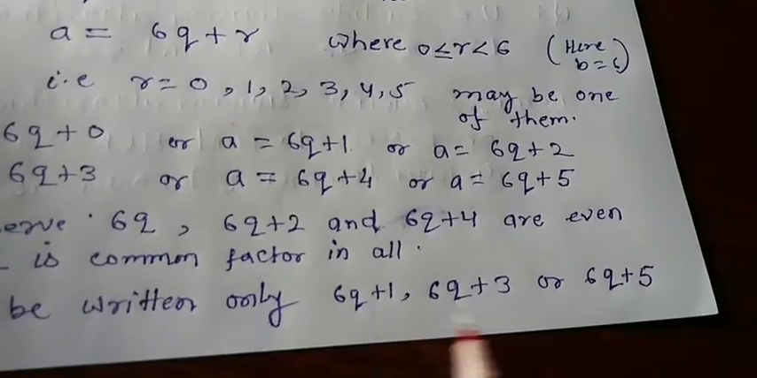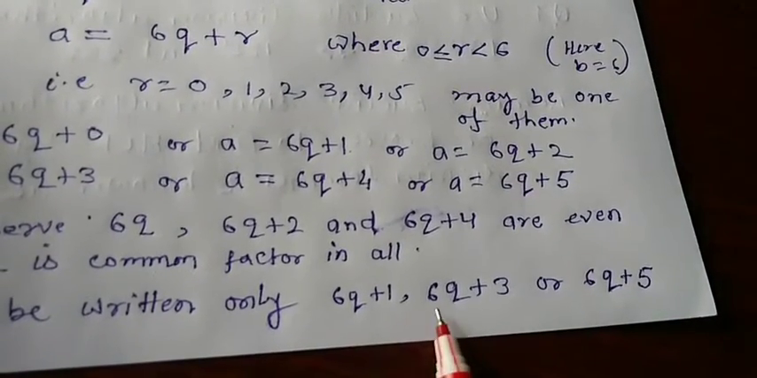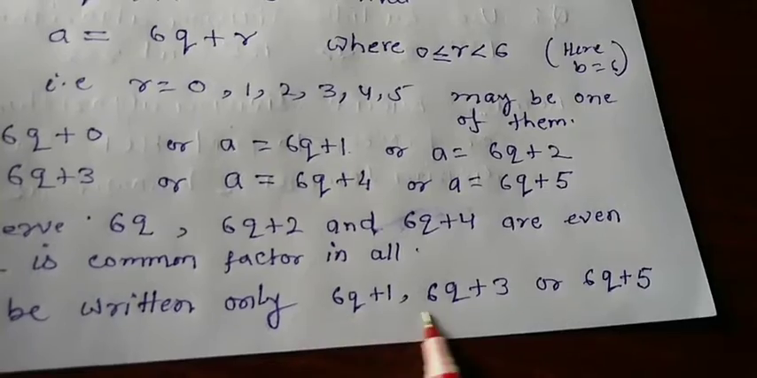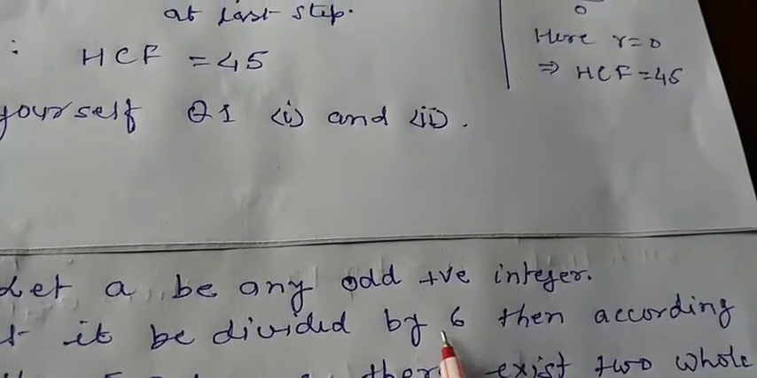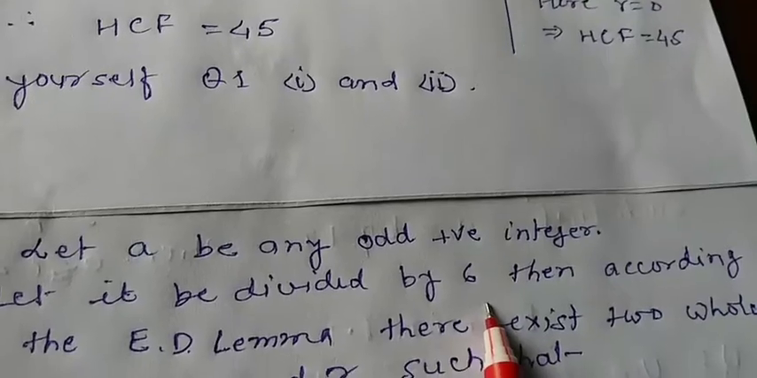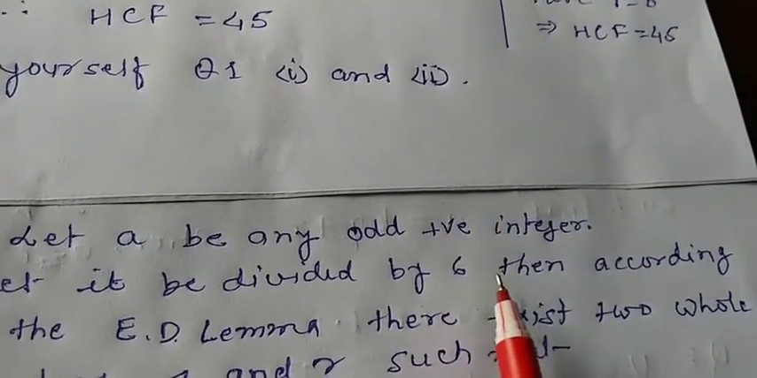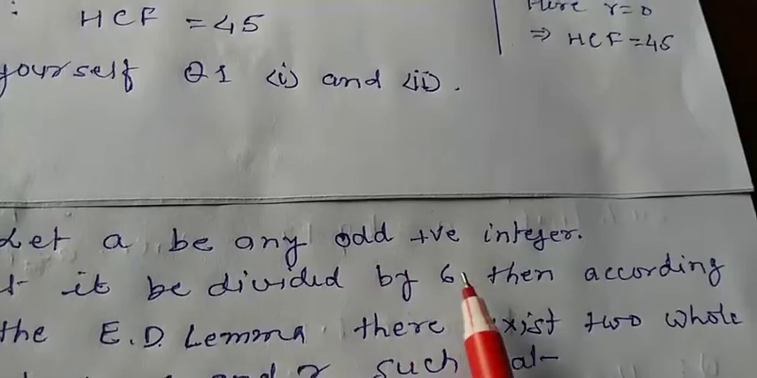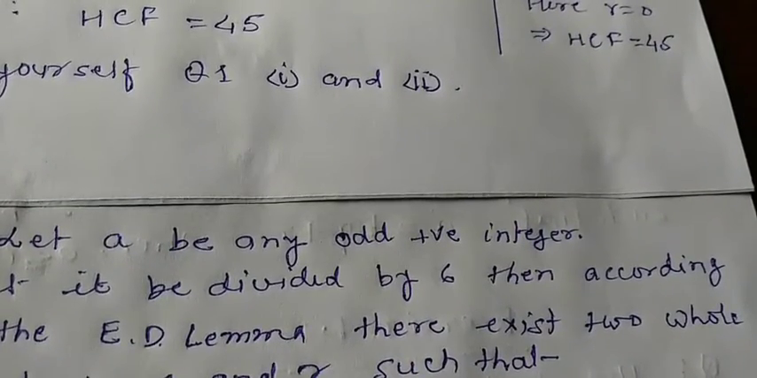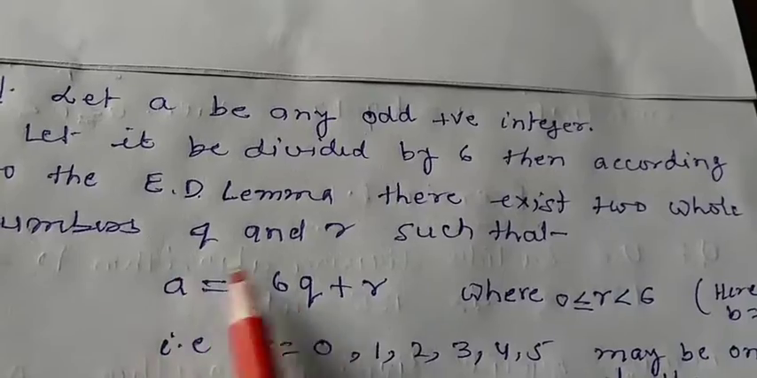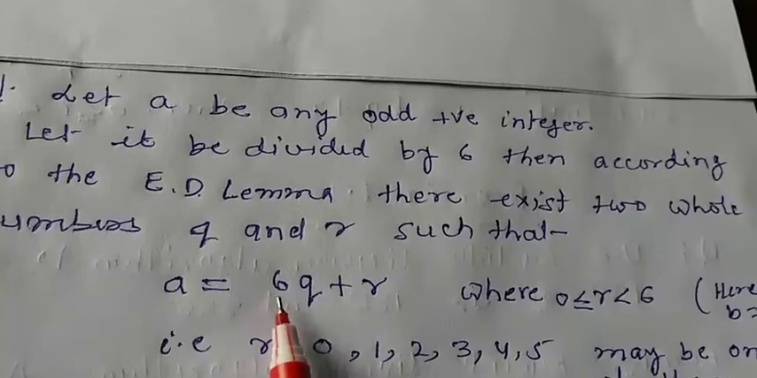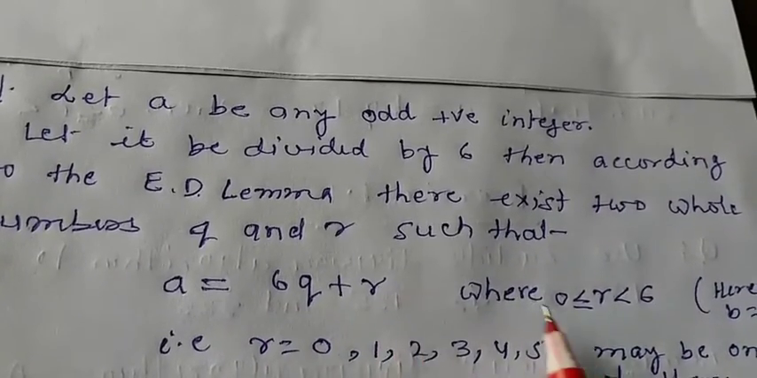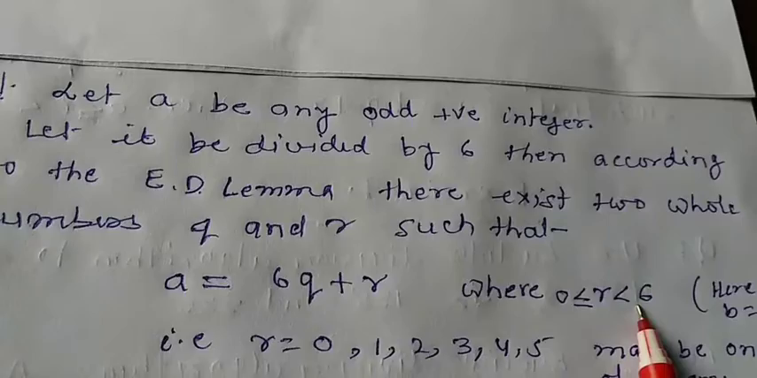This is to show that any positive odd number can be written like this. Let's first take a, any odd integer, and divide it by 6. According to Euclid's division lemma, if we divide a by 6 we get q and r, and we can write a is equal to 6q plus r, where r is greater than or equal to 0 and less than 6.